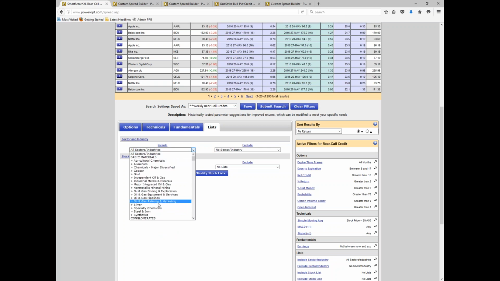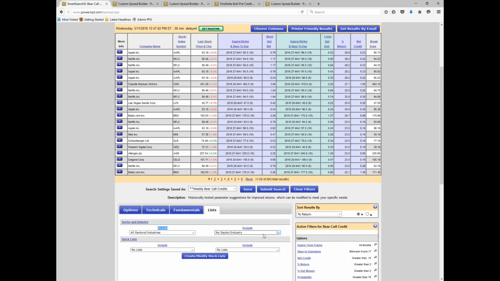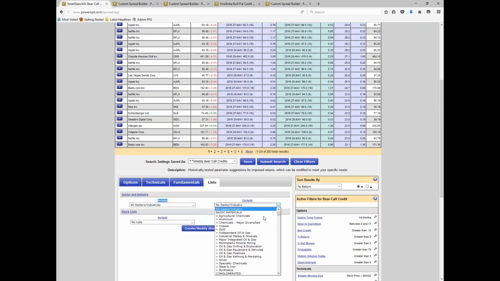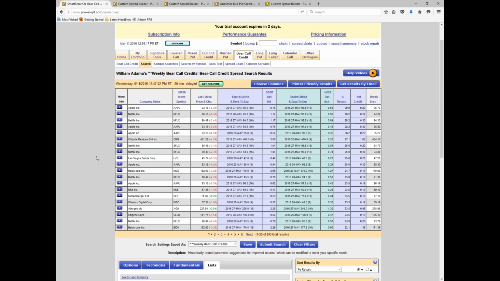But you can also filter to screen just against particular sectors or industries, or remove particular sectors or industries. If I'm in bear call credits and I currently think that, let's say, gold right now might be bullish, that's not truth, but if I thought gold was bullish when I'm screening for bear calls, I may remove gold or the other metals or basic materials, depending on sector or industry.